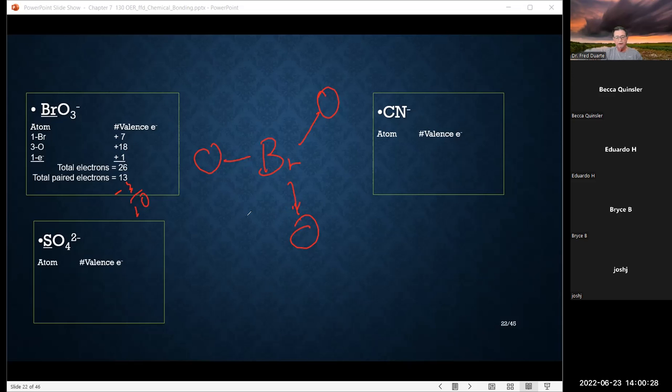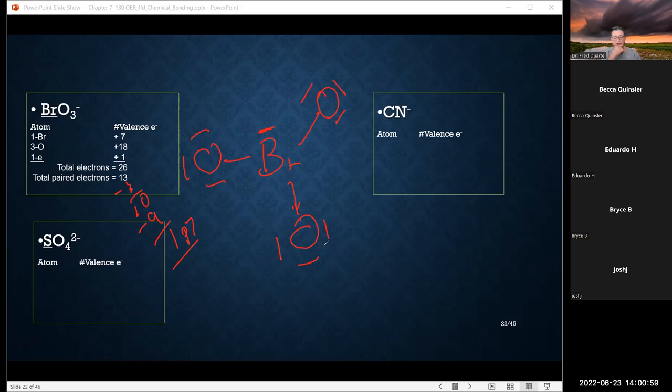And like I stated earlier, I start from the outside atoms and work my way in, keeping track of my octet. So each oxygen needs 3. So I can go 1, 2, 3, 4, 5, 6, 7, 8, 9. That took care of 9 pair. I got 1 pair left. The oxygens are all happy. The only place that 1 pair can go, obviously, is in the bromine.